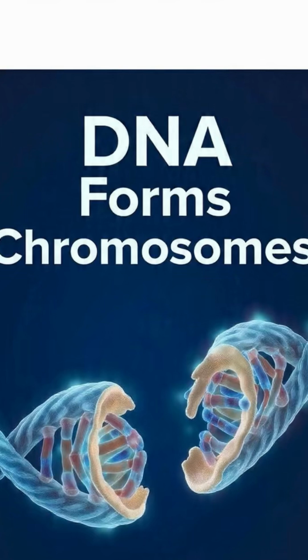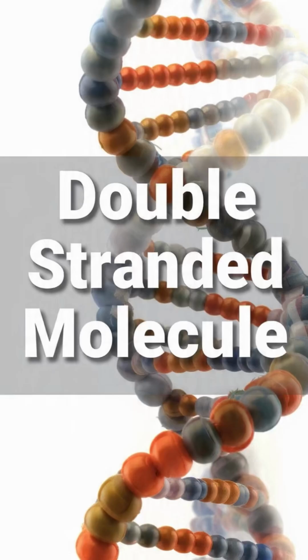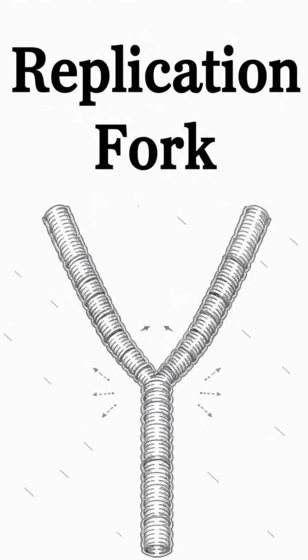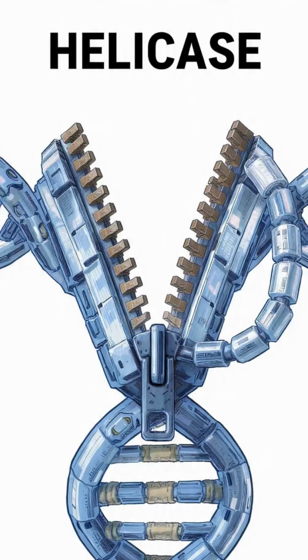DNA consists of two strands, not one. These strands are complementary and interdependent. During replication, hydrogen bonds break. This allows the strands to separate. When two strands separate, they form a Y-shaped structure called a replication fork. An enzyme called helicase breaks hydrogen bonds and unzips DNA. Think of it like opening a zipper.